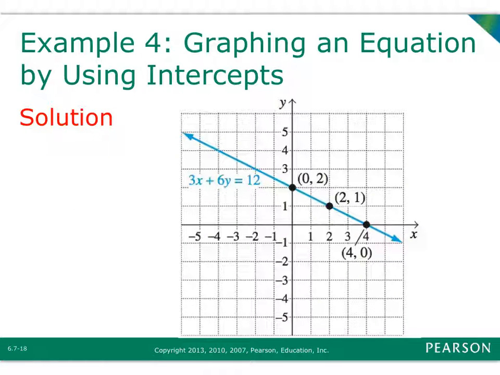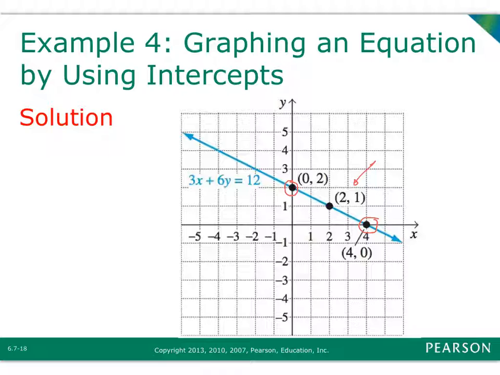Now we're ready to graph. We had found that the x-intercept was 4, 0. And we found that the y-intercept was 0, 2. Finally, our checkpoint was 2, 1. All of those fall on the same line. We draw our line, and we put arrows at the tips. So that's how we graph an equation using the intercepts.